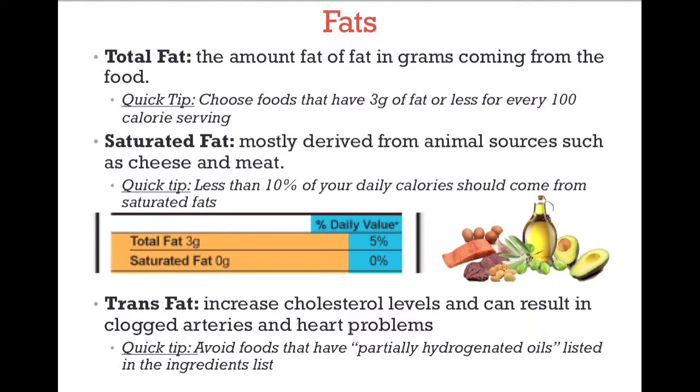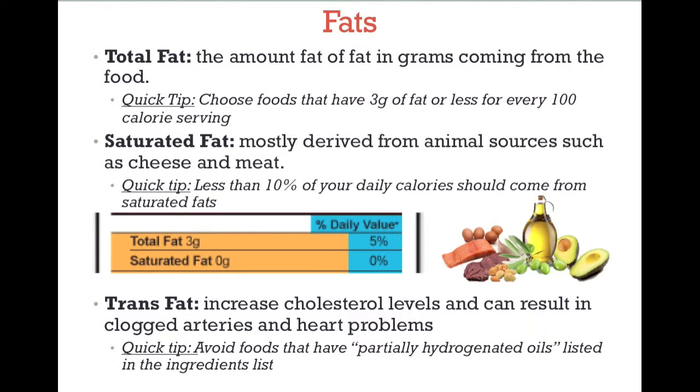Let's talk about fat. The total fat is the amount of fat in grams coming from food. Not all fat is created equal, however. You might have heard that unsaturated fats from vegetable oils, avocado, nuts, and fish are healthier than fat from steak. That is because unsaturated fats do not raise cholesterol levels like saturated and trans fats do. For a quick tip, choose foods that have 3 grams of fat or less for every 100 calories serving.